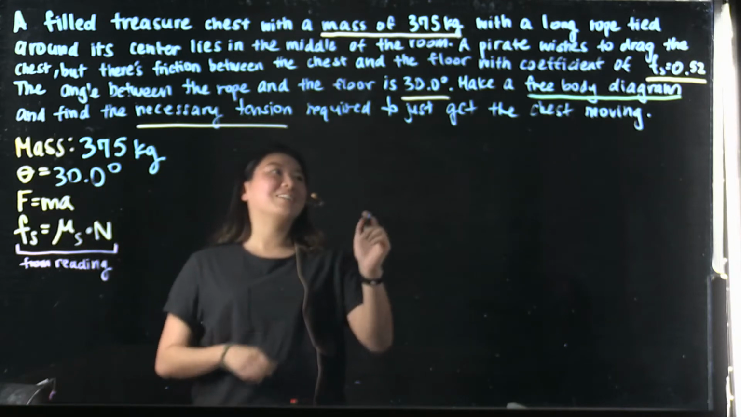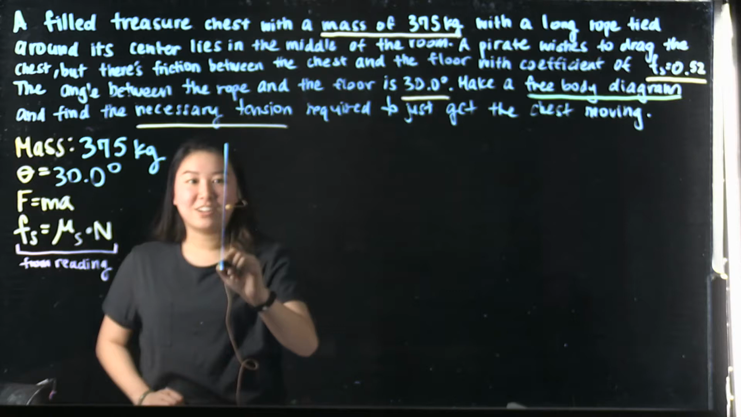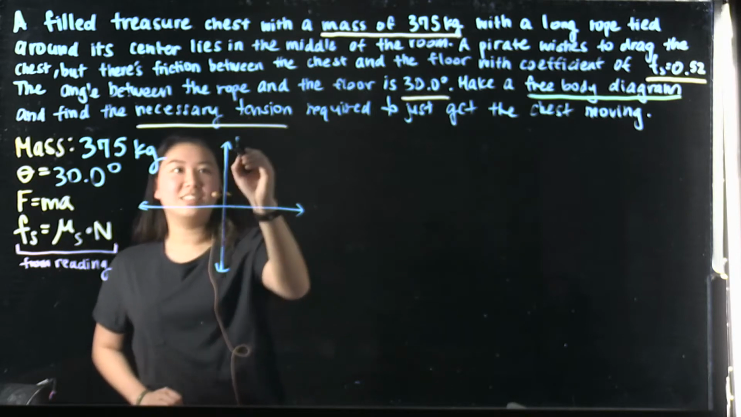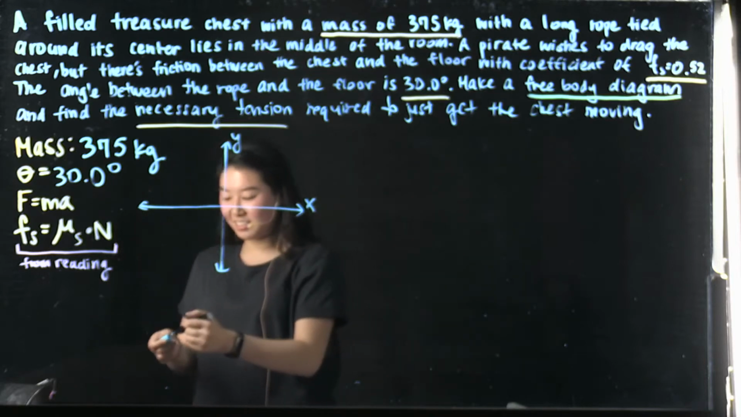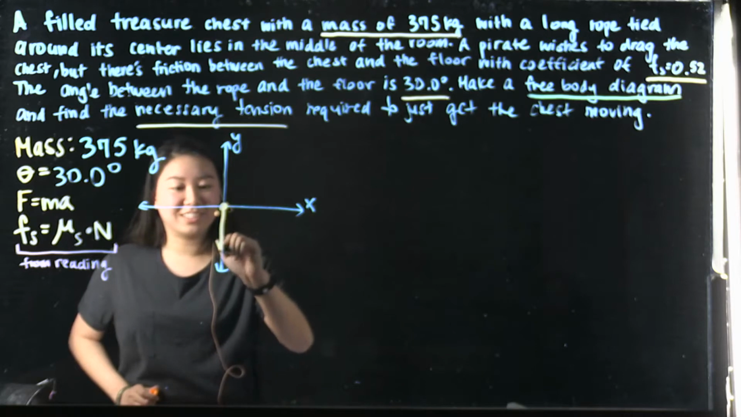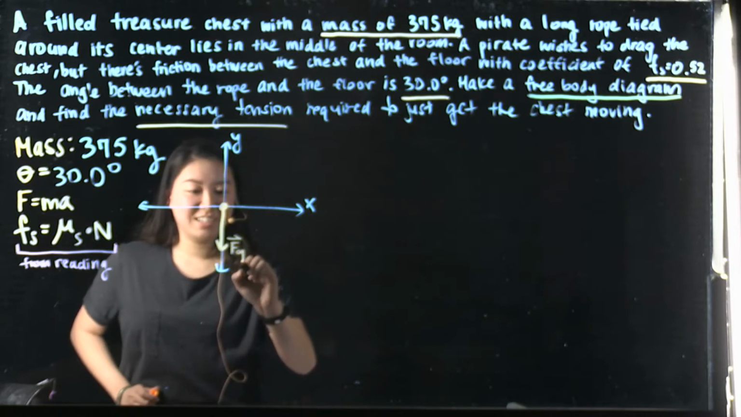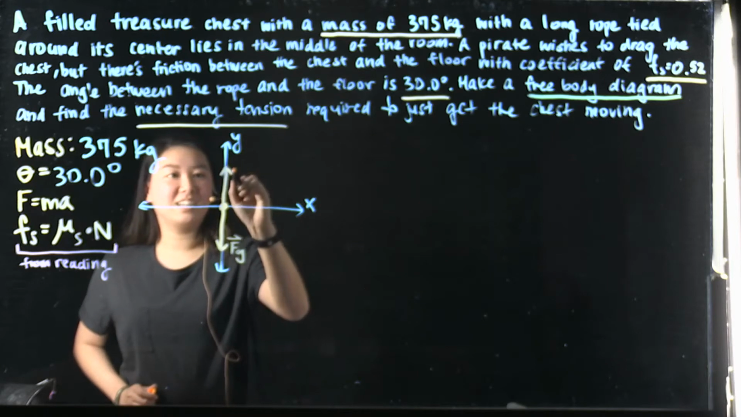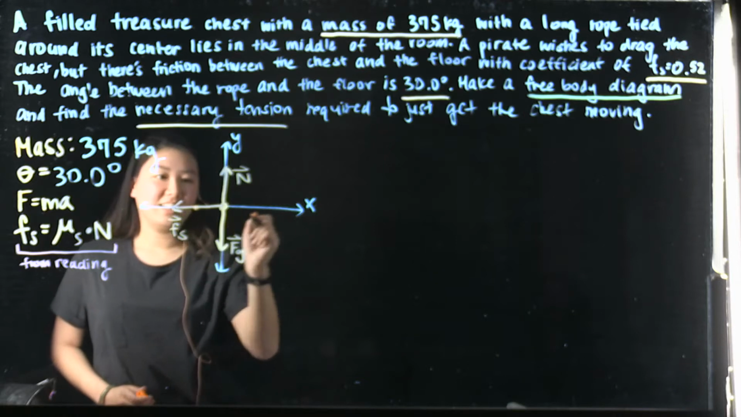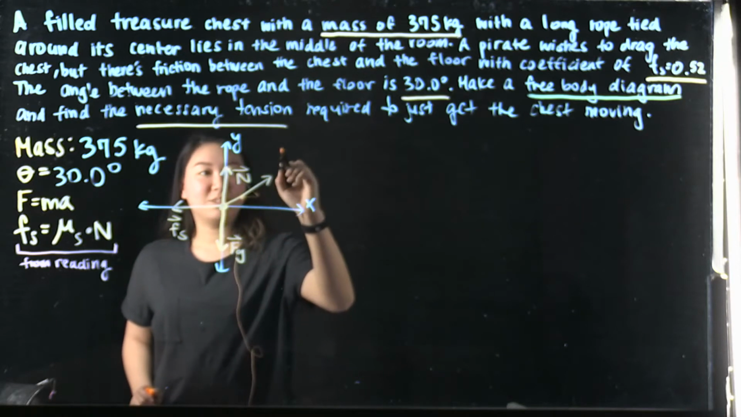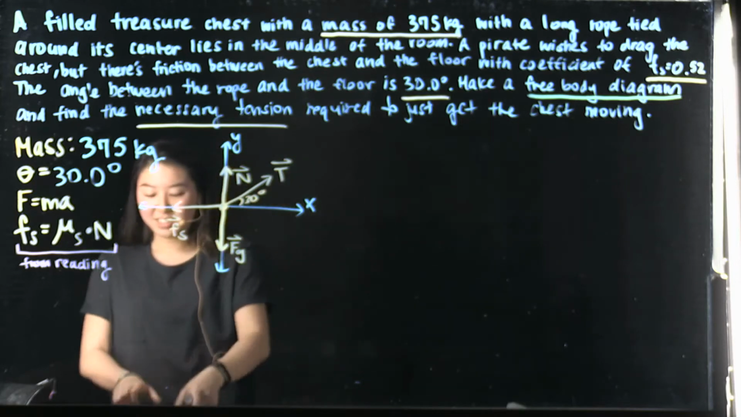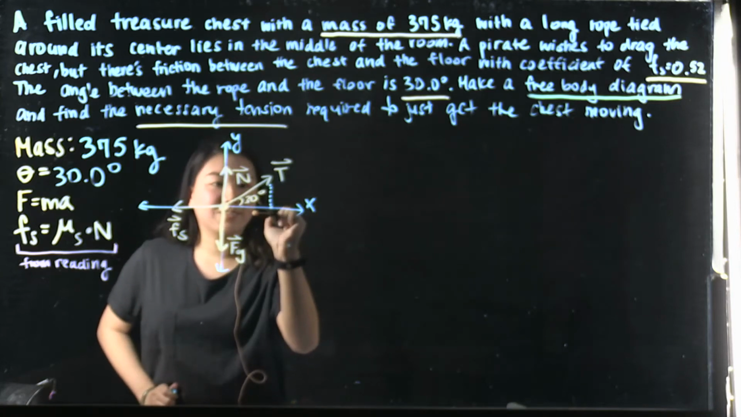So first, we're going to draw the free body diagram. We have our axis here. This is the y, and this is the x. And our particle, which is the chest, has a known force of gravity, the normal force, the static friction, and the tension, which we're trying to find. And this angle is 30 degrees. And all we need to find is the x and y components.